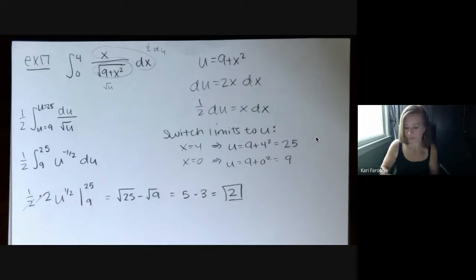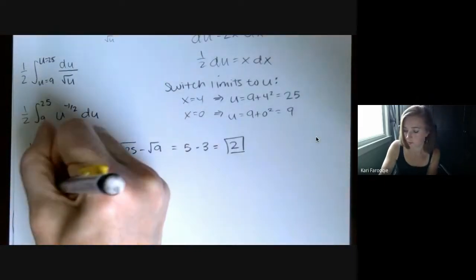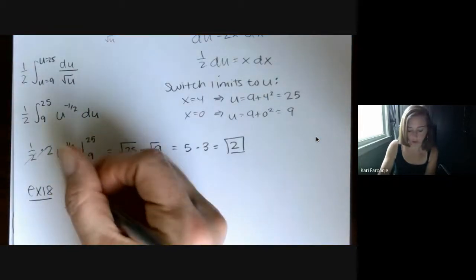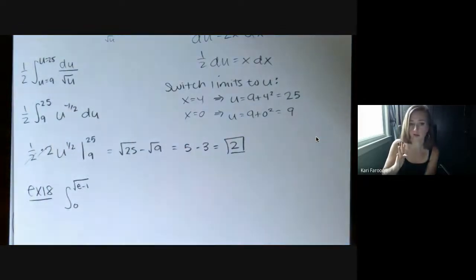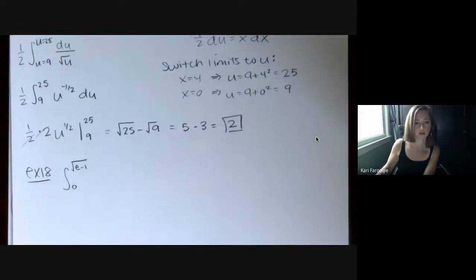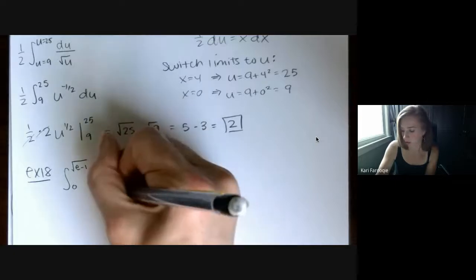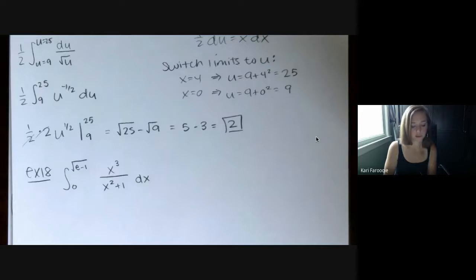Wonderful. Let's do another one. This one will be a little bit different. So this will be the integral from 0 to the square root of e minus 1. Already I can tell people are not liking this, but it's going to be okay. We'll have x cubed divided by x squared plus 1 dx.